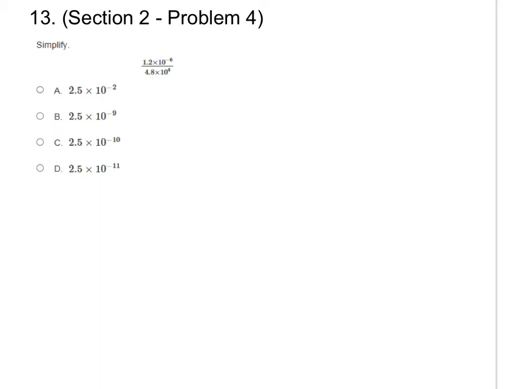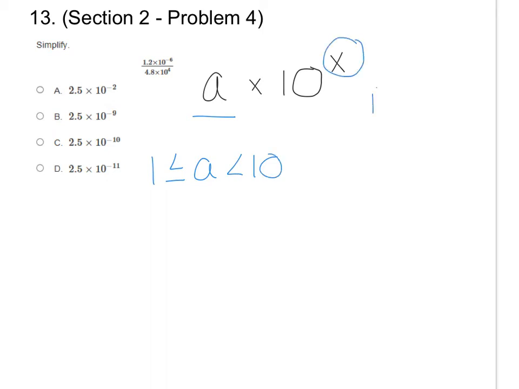The general form for scientific notation is a times 10 raised to the x power, where this number a always has to be a number that's greater than or equal to 1, but less than 10. And then this exponent up here has to be an integer, so a positive or a negative whole number.